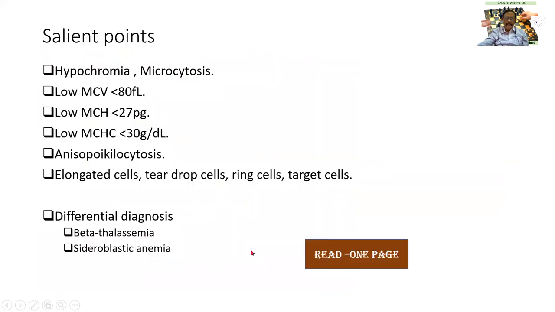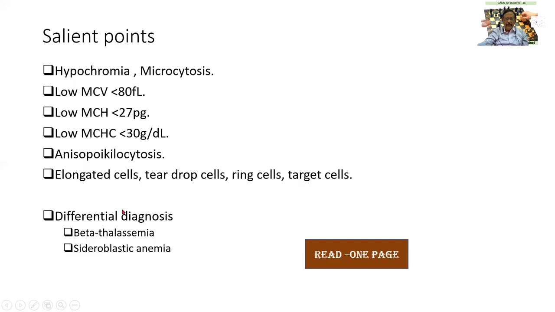The salient points in this condition are hypochromia, microcytosis, anisopoikilocytosis, MCV is low, MCH is reduced, MCHC is also reduced. Then there can be elongated cells, teardrop cells, ring cells, pessary cells, or the target cells.